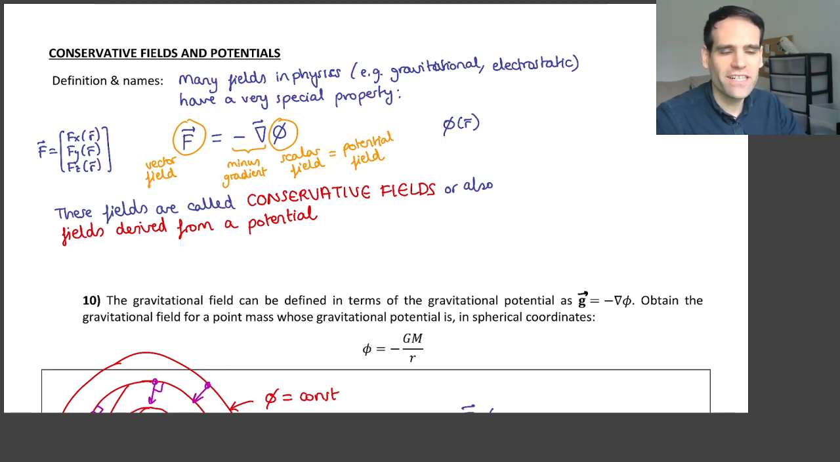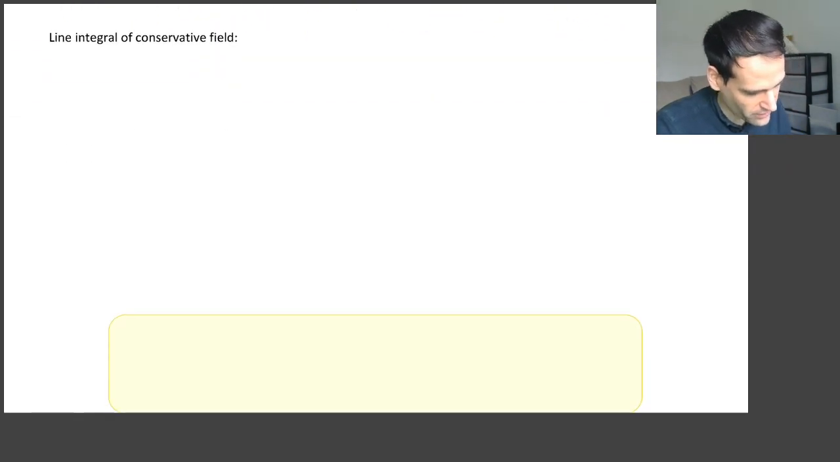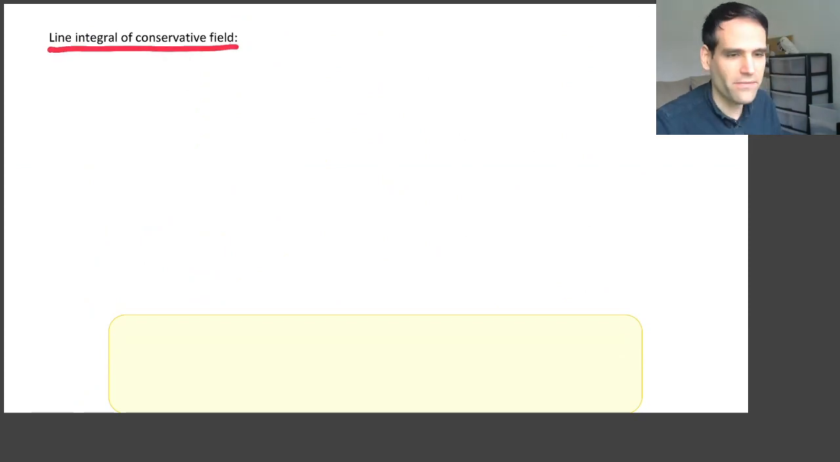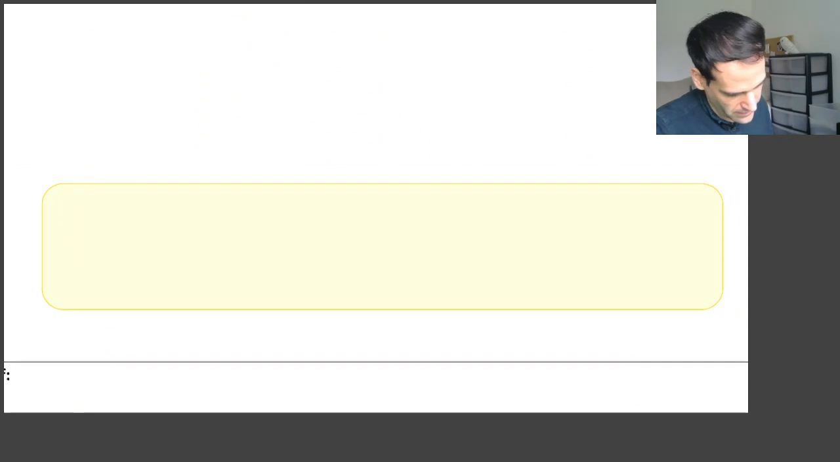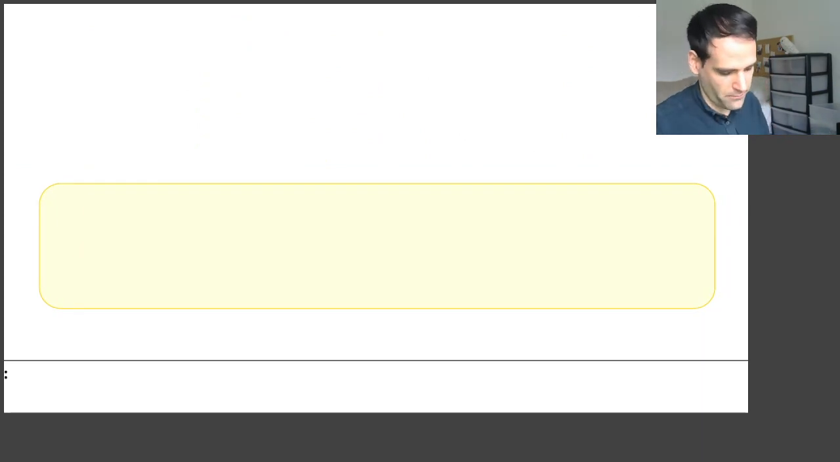When a field is a conservative field, there is a very important consequence in terms of the line integrals of this field. And that's what this following section does. Line integral of a conservative field. So let me start with the important result.